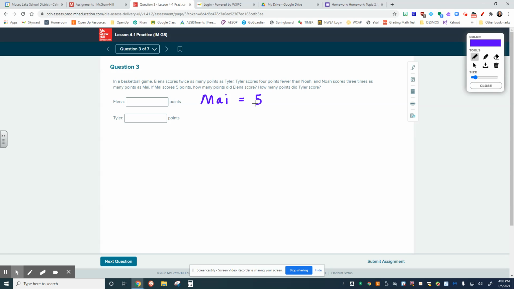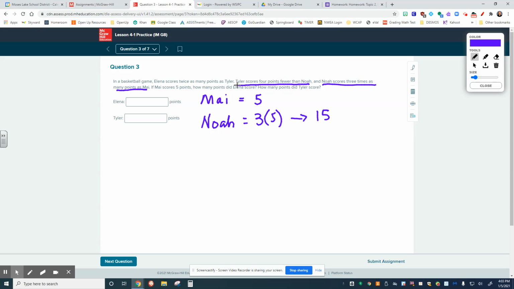Okay. And then with those 5 points, we go back and we want to look right here. And we know Noah scored 3 times as many points as Mai. So we have Noah is equal to 3 times 5, or 15. We know that Noah scored 15. Tyler scores 4 points fewer than Noah.